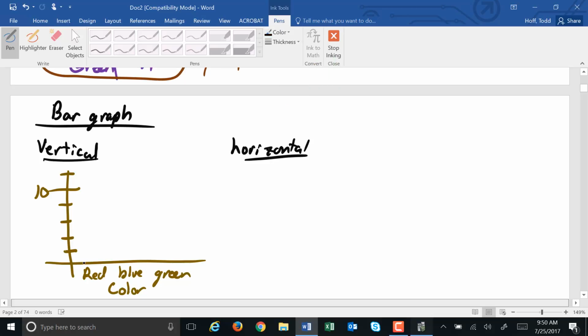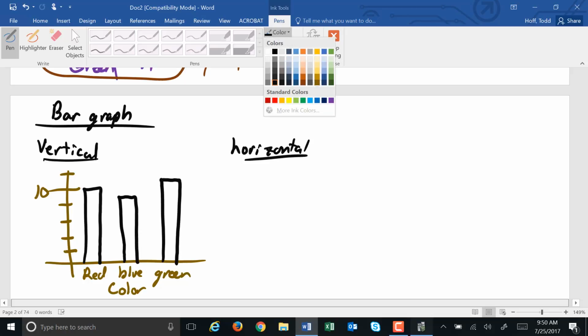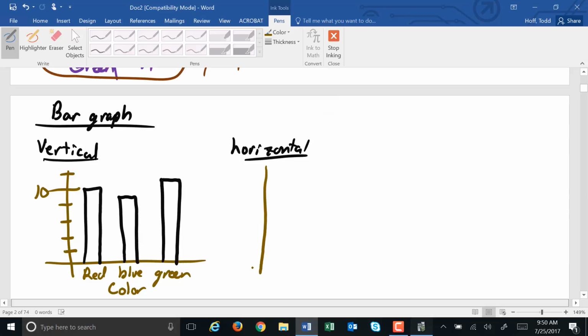So red was 10. So I'm going to draw a bar above red. Blue is 9. So I'm going to draw a bar above blue to 9. Green is 11. So I'm going to draw a bar above green that goes up to 11. If it was a horizontal bar graph, I'd do the exact same thing. Well, now the colors would be along the side. And it would be numbered on the bottom. And then, of course, the bars would go horizontally.